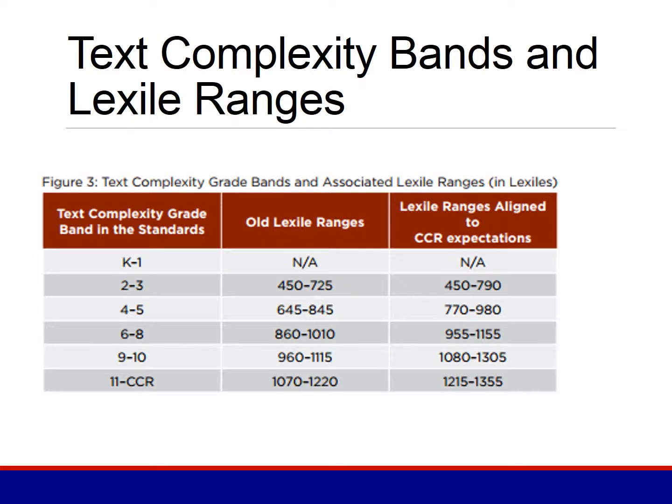Text complexity bands and Lexile ranges. These are the grade bands and Lexile ranges aligned to CCR expectations. Common Core State Standards Appendix B provides a list of suggested text at each grade level and what is considered grade level appropriate. The grade level text bands also serve as a roadmap for teachers, where you can see ways to scaffold, support, and promote reading proficiency among independent student readers.